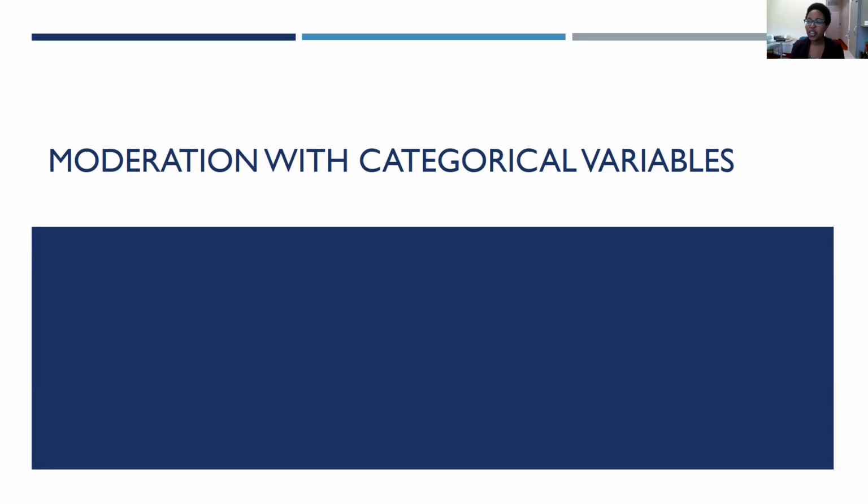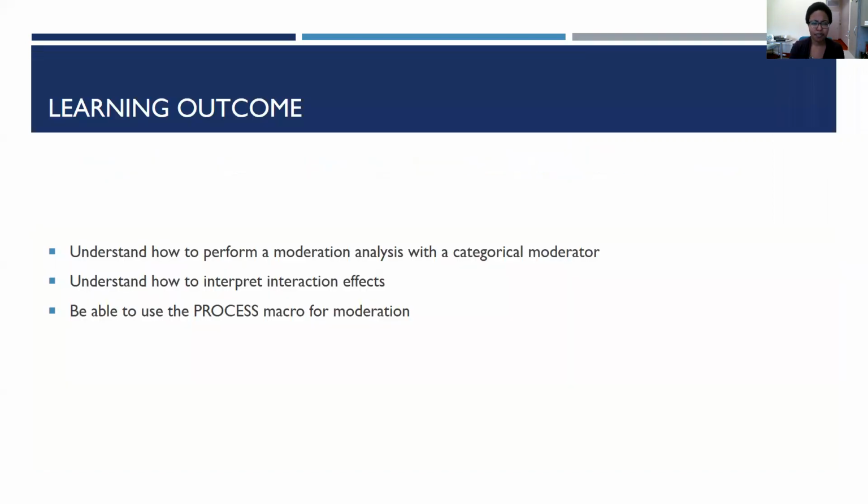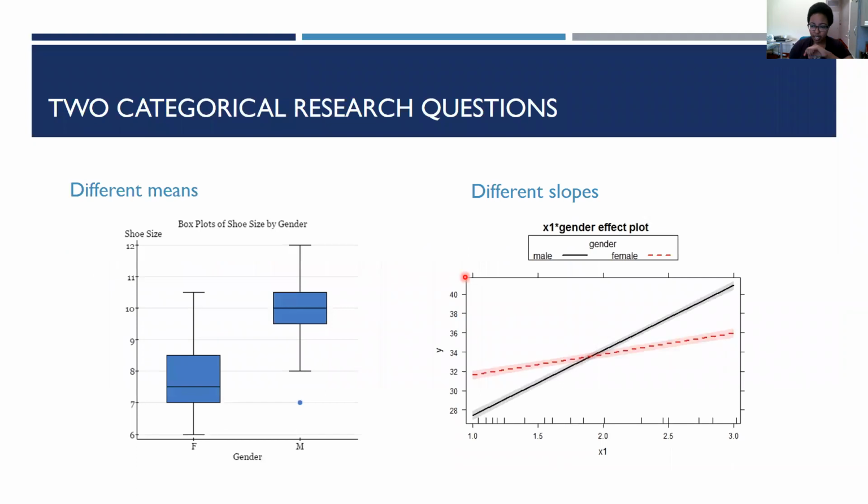So today I want to talk to you about moderation with categorical variables. So we'll talk about what exactly moderation is. But the learning outcomes here: understand how to perform moderation analysis, this time with categorical variables. And then we're going to talk about interaction effects, which is what happens when you do a moderation. And then be able to use PROCESS, I guess I should put Stata here, also for moderation.